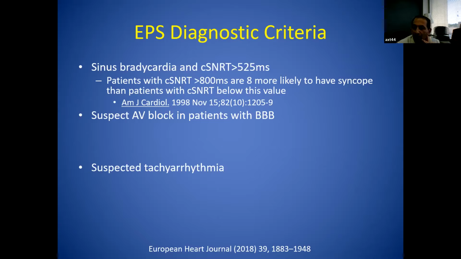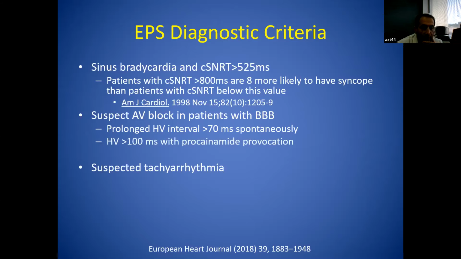If you suspect AV block in a patient with a bundle branch block and you have a prolonged HV interval, and I'll show you what an HV interval looks like. If the HV interval is more than 70 milliseconds, so the normal HV interval is 35 to 55 milliseconds. If it's more than 70 milliseconds, it's really bad. And if it's more than 100 milliseconds, it's really, really bad. Those patients are very likely to have abrupt, high-grade, or complete AV block and syncope and sometimes sudden death. Okay. We also use this procainamide infusion, 1 gram intravenous over 20 minutes.